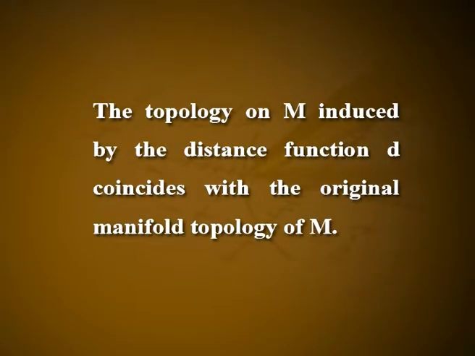A corollary. The topology on M induced by the distance function d coincides with the original manifold topology of M. Proof. It suffices to show that in each chart the topology induced by d coincides with the one of R^d, that is the one induced by the Euclidean distance function.